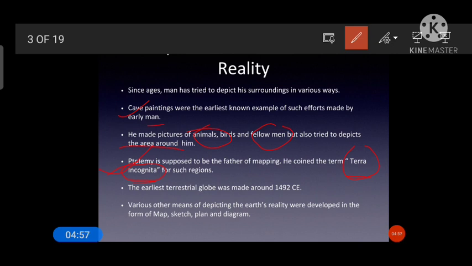Now the earliest terrestrial globe was made around 1492 CE. This is important to note. The first terrestrial globe was made around 1492 CE. Now, various other means of depicting the Earth's reality were developed in the form of maps, sketches, plans, and diagrams. So only maps were not the way to represent Earth's reality, but apart from that, sketches, plans, and diagrams were also other ways by which the Earth's reality was represented.